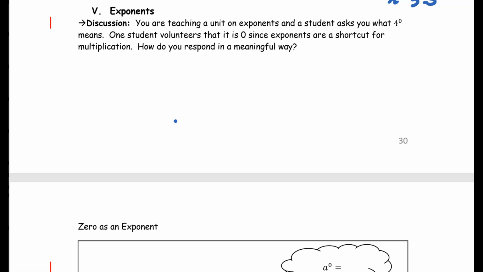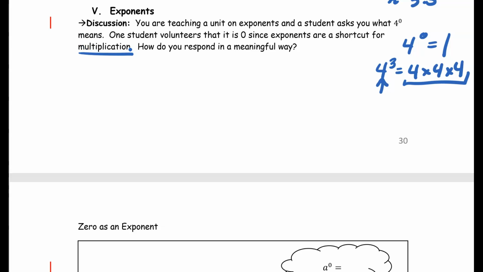So think about this. First is a question: is 4 to the 0 power 0? The answer is no. 4 to the 0 power is 1. The next question: the student said exponents are a shortcut for multiplication. Are they? For example, 4 to the 3rd power is 4 times 4 times 4. So is this a shortcut for multiplication? I would say yes. I would say they're absolutely correct. That's how I would respond.